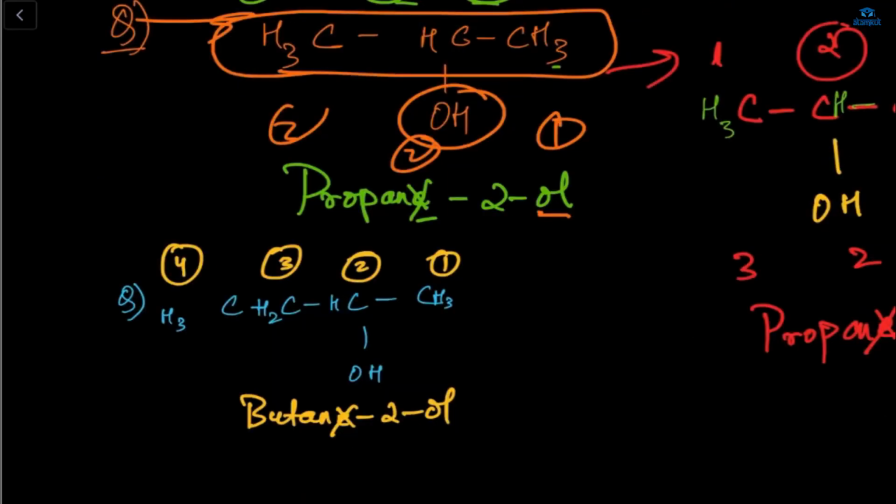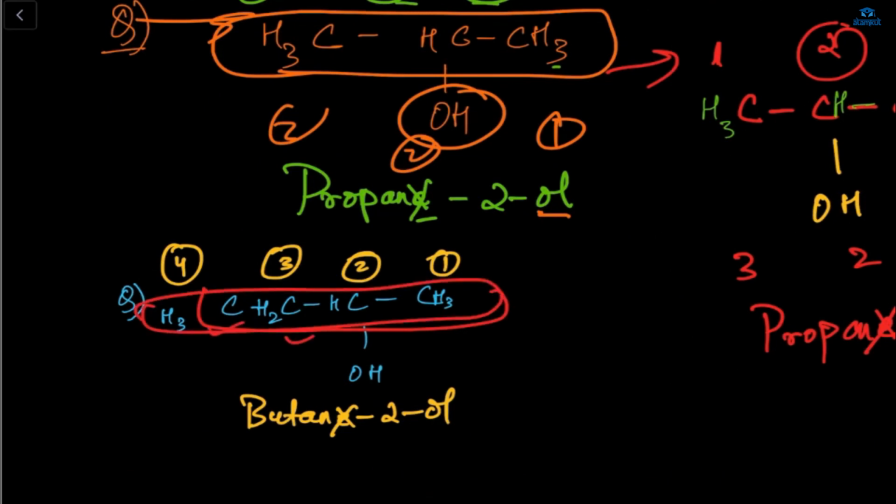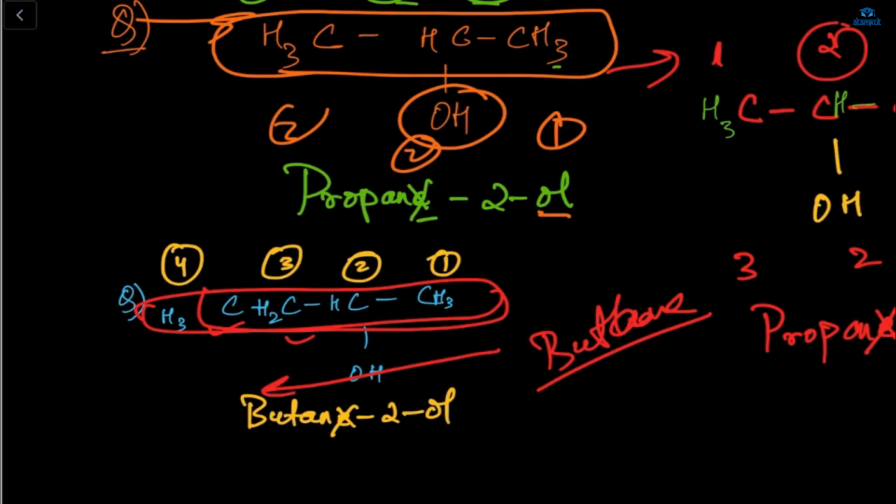Now again, the first step is to find the longest carbon chain. This is the longest carbon chain. How many carbons? 1, 2, 3, 4. For four we write butane. We will start numbering from this side. Why? Because the OH, your functional group, which is "ol", is near this side. So it will be butan-2-ol. If we number from the other side, it would be in the third place. So we have to find the nearer, and that's why we start numbering from the right side, so the OH comes in the second position.